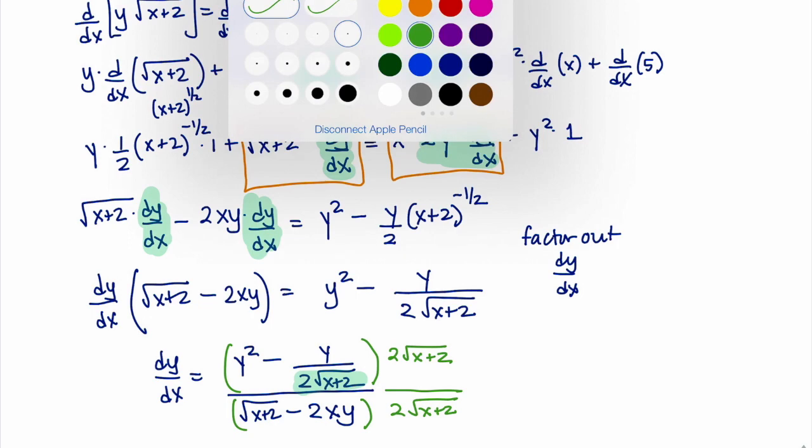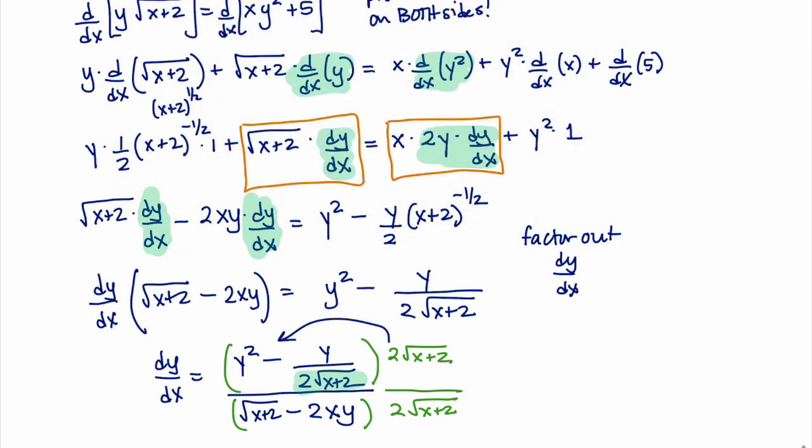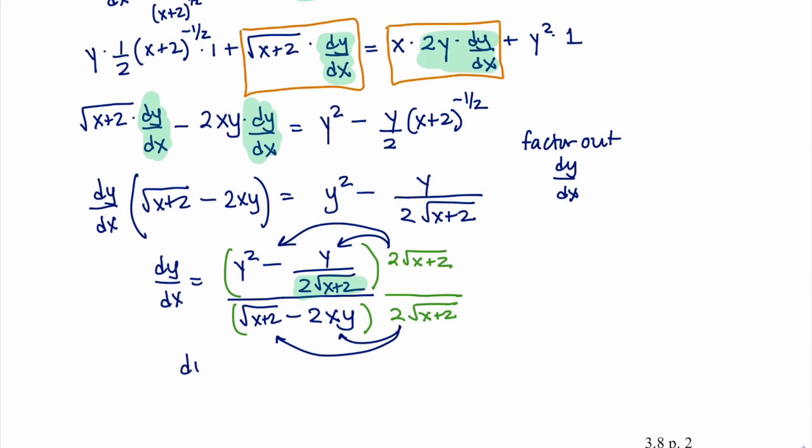So cleaning this up, we're going to have to distribute. And let's see what we got. So we get dy dx equals, let's see, we'd have 2 times y squared times the square root of x plus 2 minus y, because when I distribute to that second term, the 2 times the square root of x plus 2 in the numerator and denominator will reduce to 1.